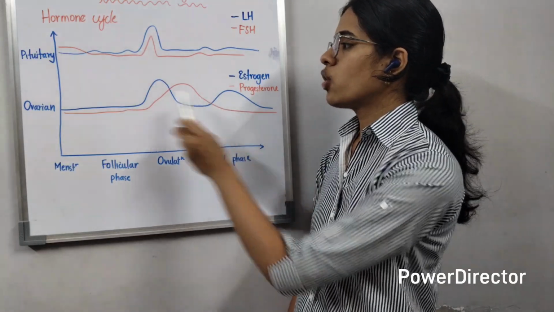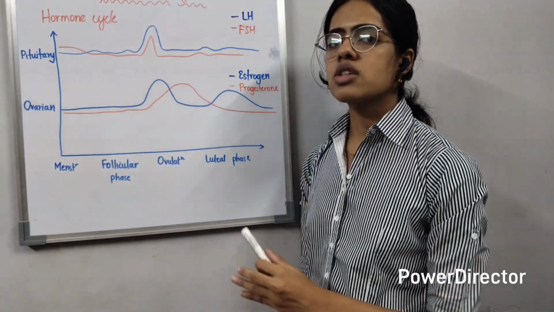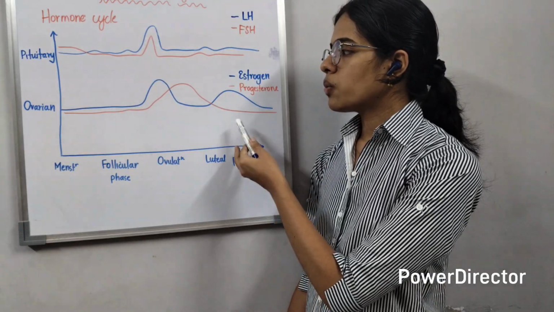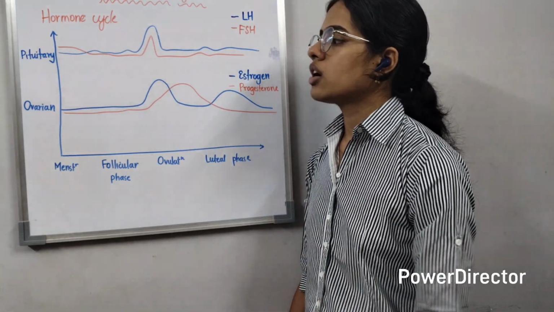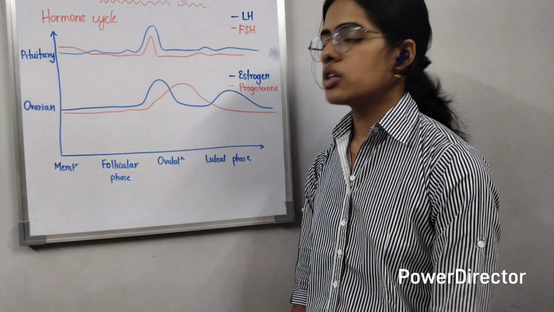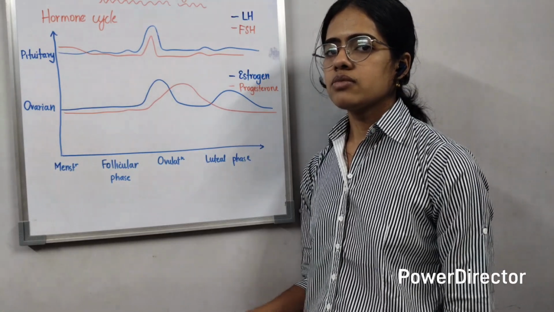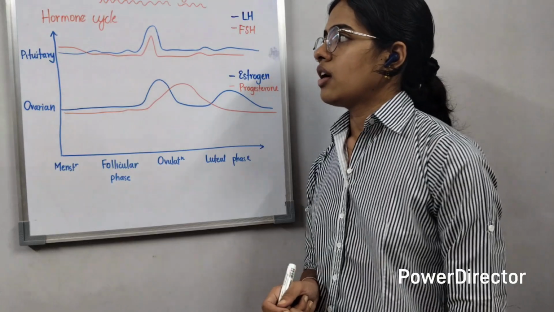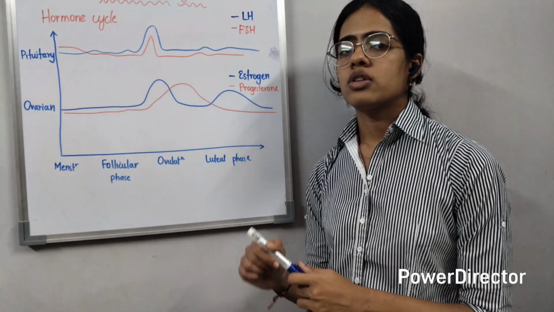So these two ovarian hormones are increasing during the luteal phase, which eventually will lead to the menstruation, and the cycle will continue. I hope you understood the hormonal cycle.